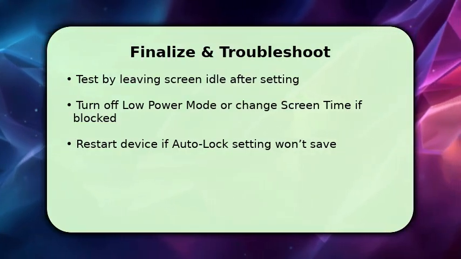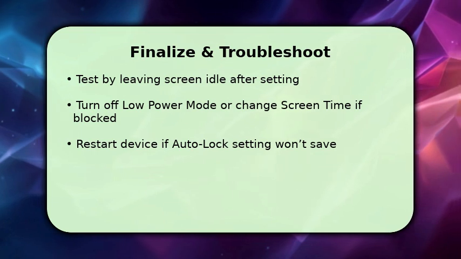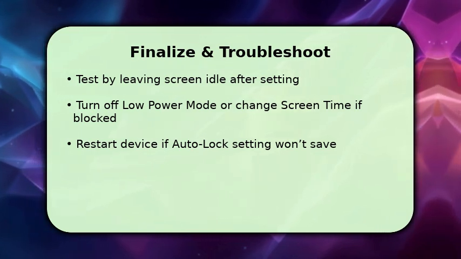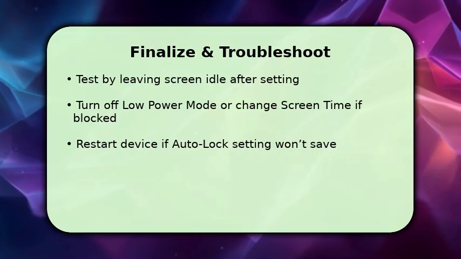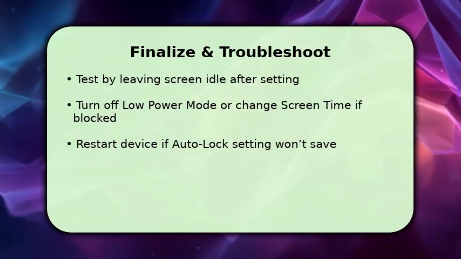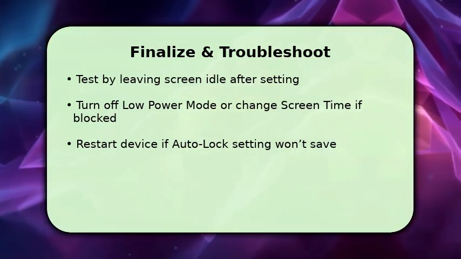If auto lock won't save or reverts, check screen time restrictions or mobile device management profiles. You may need to disable or update those. If low power mode forced short sleep, toggle it off in Settings Battery.